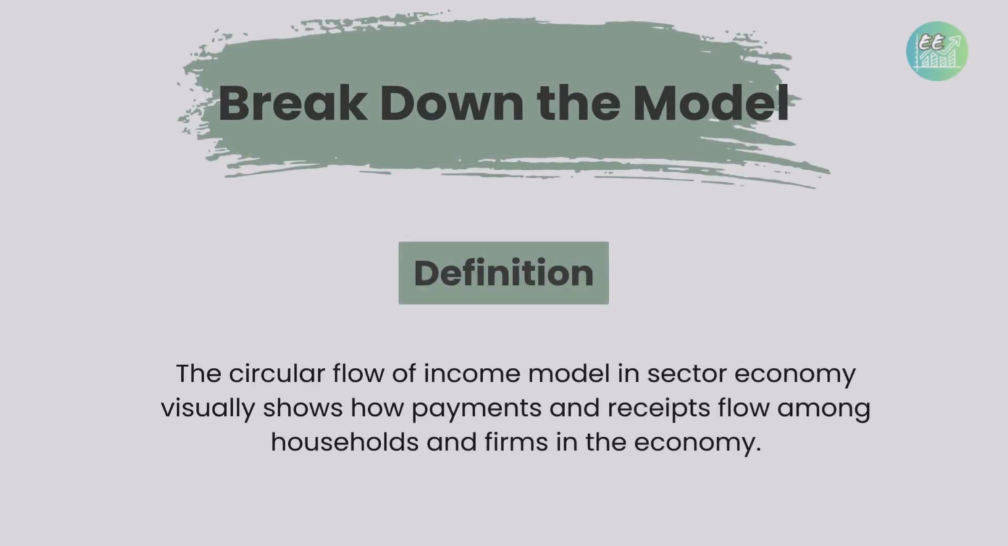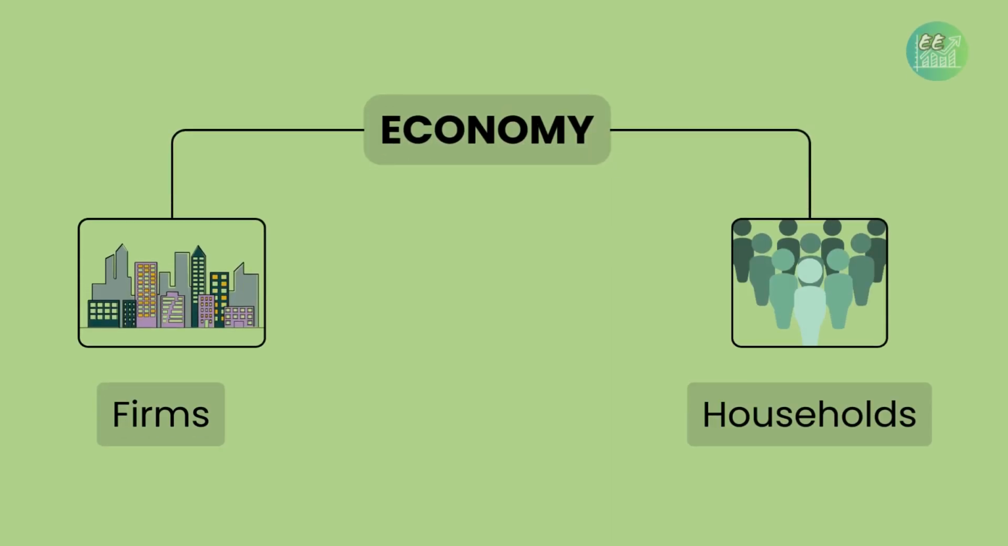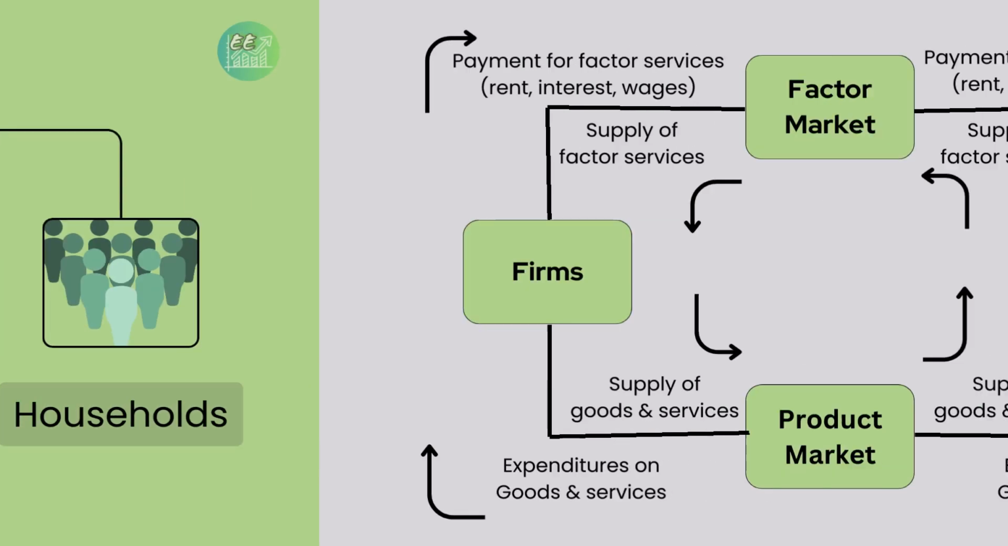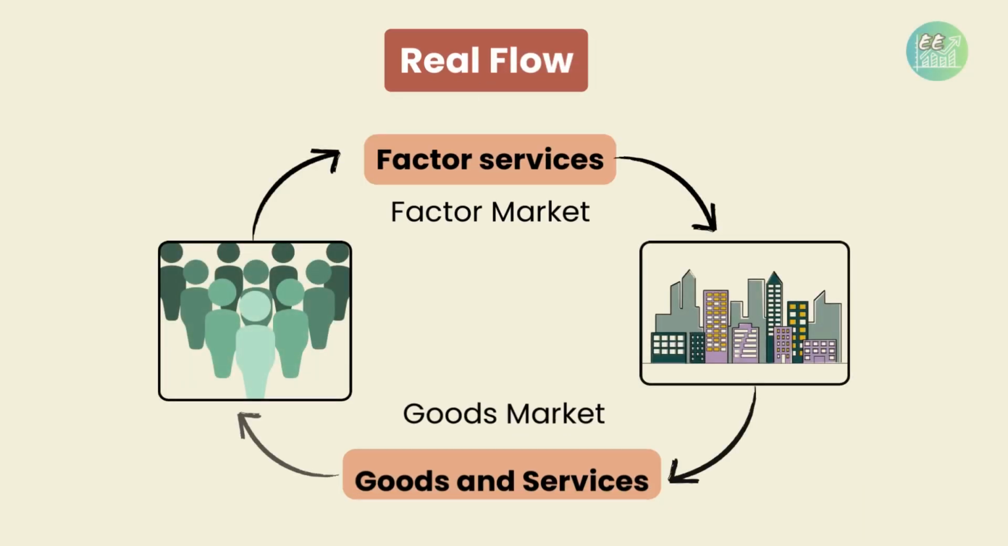The circular flow of income model in a two-sector economy visually shows how payments and receipts flow among households and firms in the economy. To understand the circular flow model of income, we divide the economy into two sectors, namely firms and households. Firms produce goods and services and supply them to households, whereas households spend their money to buy goods and services from the firm. The interdependence between households and firms results in real and monetary flow in the economy.